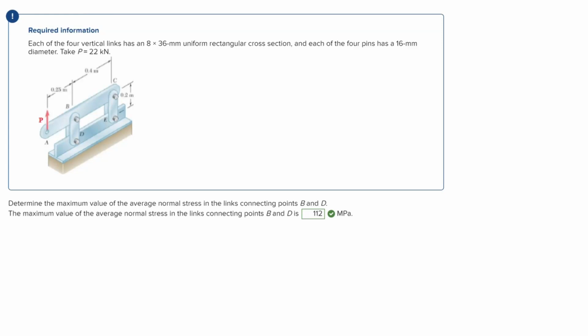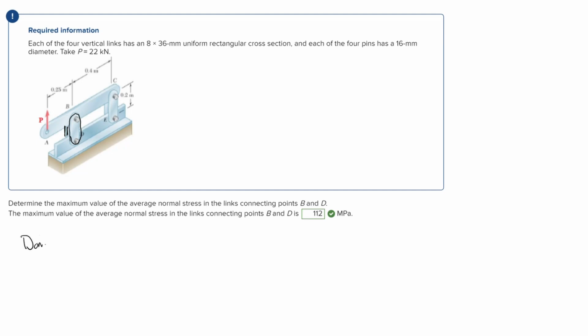All right, so for this problem, we're trying to find the maximum value of the average normal stress in the links connecting points B and D. So we're going to have a link right here connecting the two points, and then another link that is actually on this other side. It's kind of hard to see. So there's two links here. So when we have two links, we know that we're going to have a scenario where we have double shear.